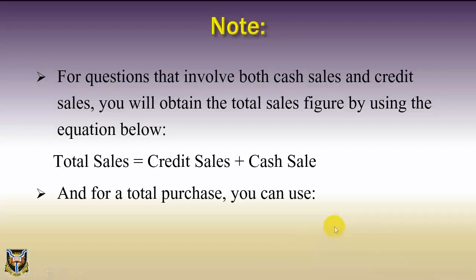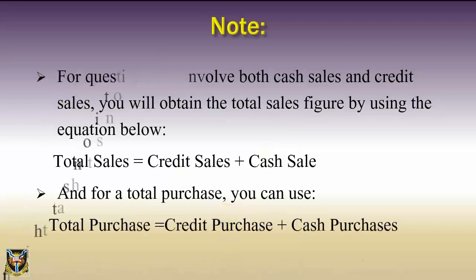using the equation below. Total sales is equal to credit sales plus cash sales. Add for a total purchase. You can use total purchase is equal to credit purchase plus cash purchases.